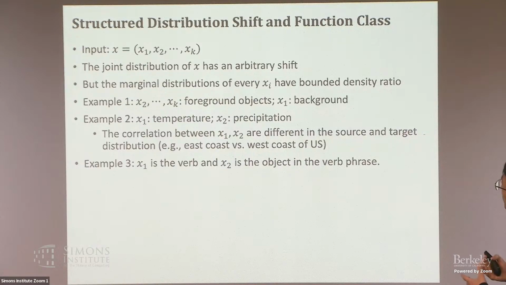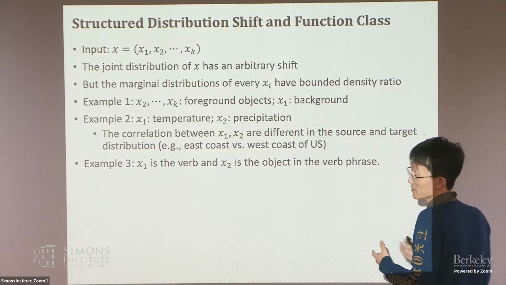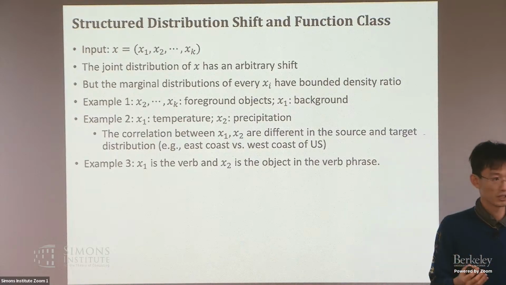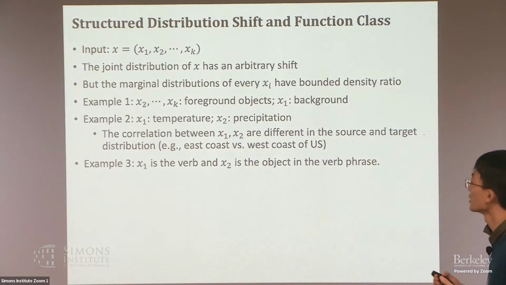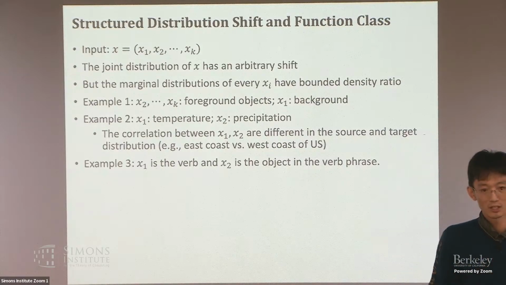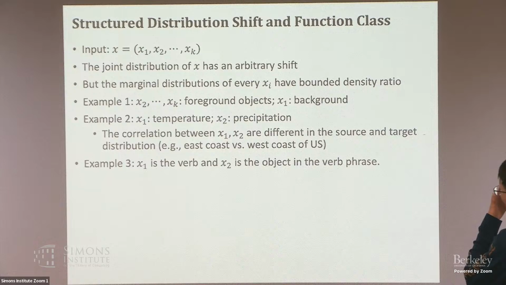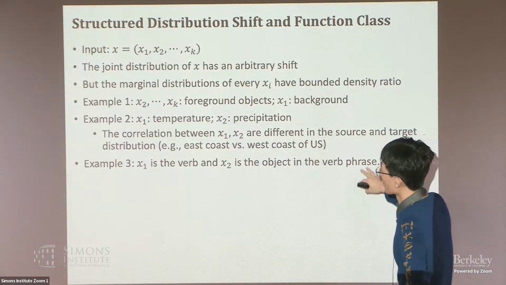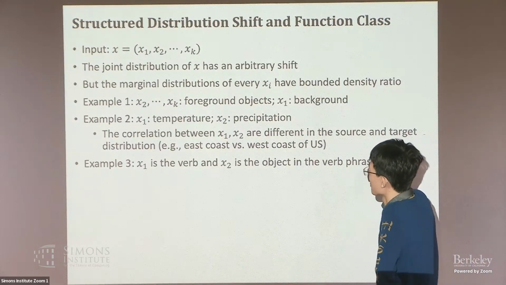So let's say the input is k-dimensional, and we assume the joint distribution of X can have arbitrary shift, but the marginal distribution of Xi doesn't have a shift, or has a bounded density ratio guarantee. So for each of the coordinates, you do have a bounded density ratio guarantee, but the joint distribution can shift a lot.